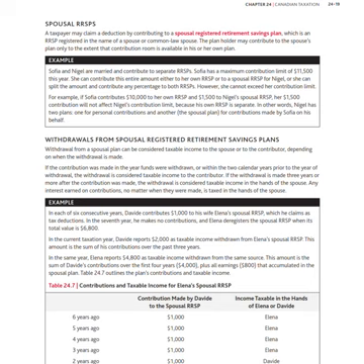Example: Sophia and Nigel are married and contribute to separate RRSPs. Sophia has a maximum contribution limit of $11,500 this year. She can contribute this entire amount either to her own RRSP or to a spousal RRSP for Nigel, or she can split the amount and contribute any percentage to both RRSPs. However, she cannot exceed her contribution limit.